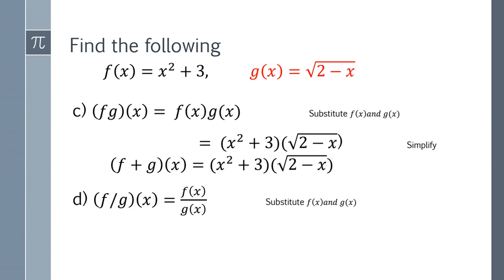So then let's do the last example, f divided by g of x. So again, f of x is x squared plus 3. My g of x is the square root of 2 minus x. Again, similarly, we don't have anything that can be simplified, so that is our answer.